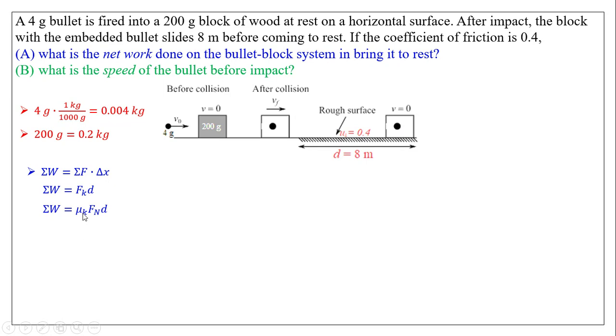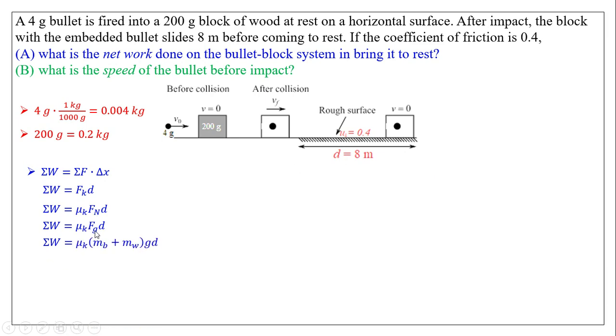So here, I'm just going to go ahead and break up F of N, the only thing I don't know. I'm given mu k, I'm given D, D's 8. So I'm going to go ahead and break up F of N into F of G. So they have the same magnitude for this particular problem. Don't always just assume that. This one is pretty straightforward, okay?